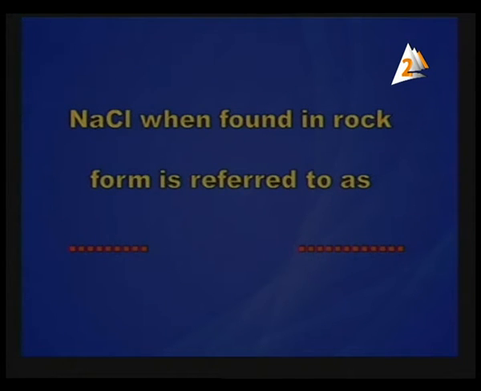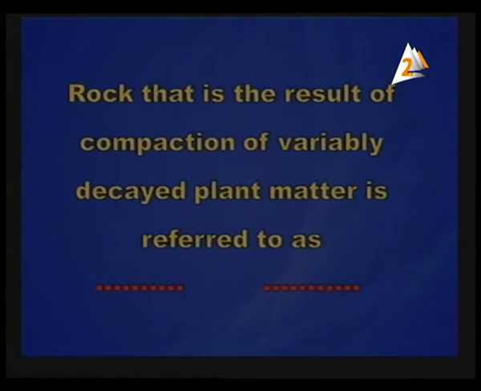My dear students, let's go to the next question. Sodium chloride, when found in rocks, is referred to as rock salt. A rock that is the result of compaction of variably decayed plant matter is referred to as this type of rock, which is formed from the decay of plants: that is coal.